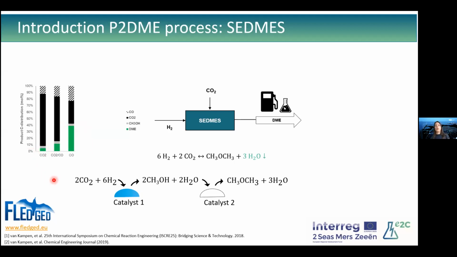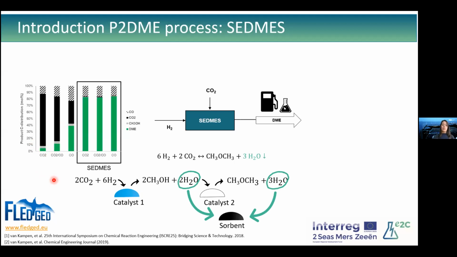So what we do in the SETMES technology is we add another material, a sorbent, which then absorbs the water that's being formed, and in this way we shift the equilibrium towards the DME side, and this way we can produce DME selectively up to 80%, and also we can use CO2 as a feed instead of CO, as you can see from this graph.